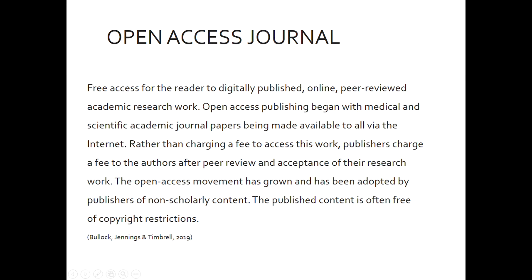Here's a more detailed definition. One thing I'd like to point out is that there is a fee charged for the work, again, as I said before. And I do want to emphasize that the fee is charged after peer review and acceptance of your work. You don't pay the fee up front; you pay the fee after they have done the peer review process.